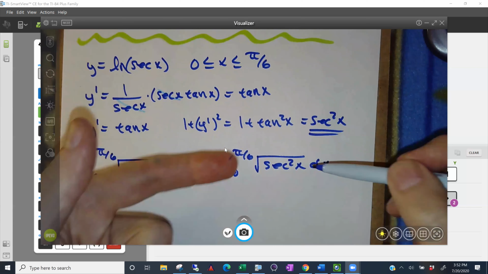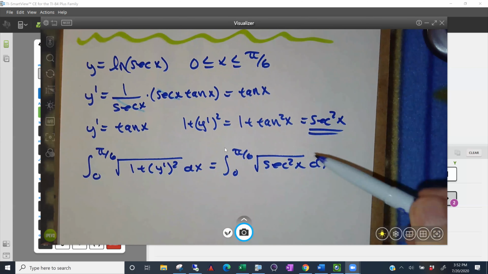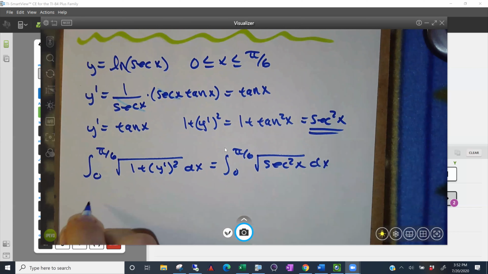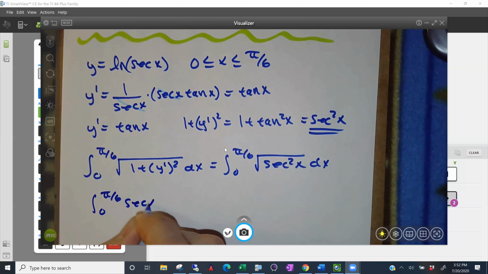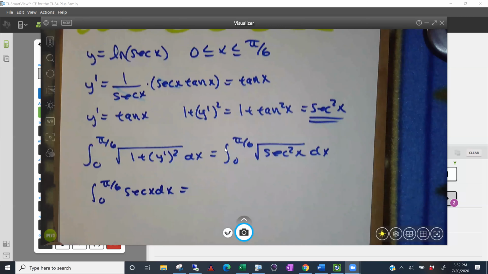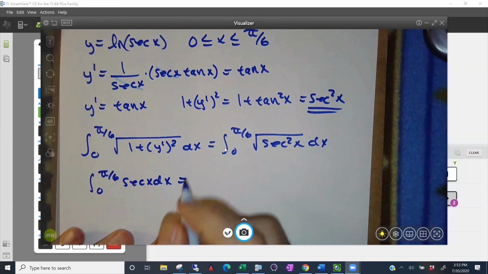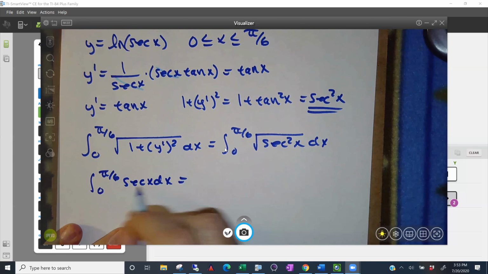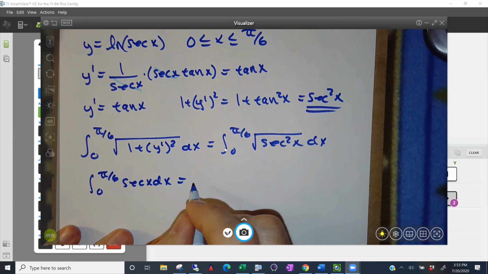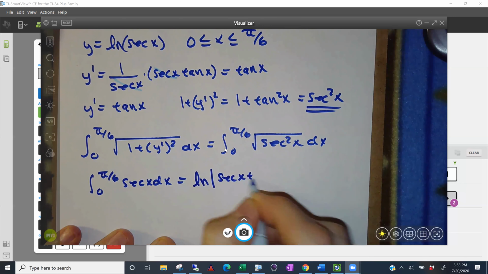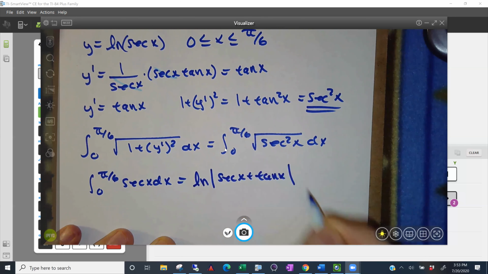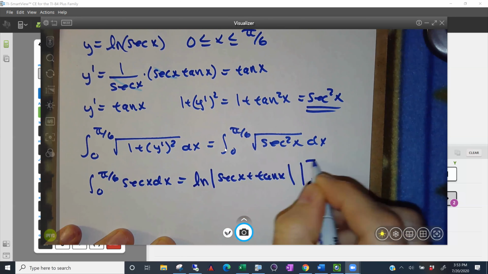And we got another problem, kind of like the last one, where you got a square root of a perfect square. That's pretty nice. It's ideal. So that just gives you the secant of x dx. And I remember when I was taking calculus that they actually proved this to me. And I'm like, who came up with that idea? That was really clever. But the secant of x does have an antiderivative. So this is the ln of the secant of x plus tangent of x, and that's going to be between 0 and pi over 6.